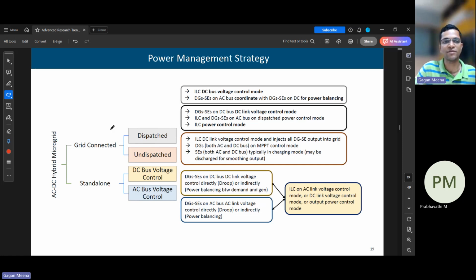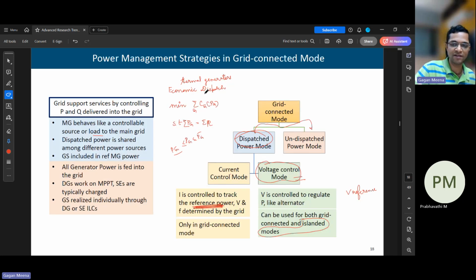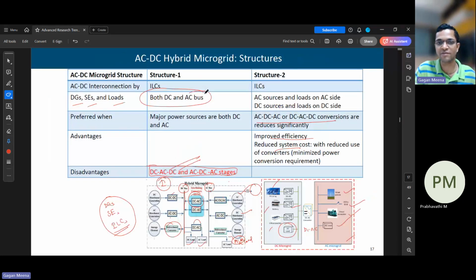In each of the modes of the AC/DC hybrid microgrid, in the grid connected mode, we have already seen there are two modes. One is undispatched and one is dispatched mode. In dispatched mode also there can be two options. First is that the interlinking converter operates in the DC bus voltage control mode. That means it will control the voltage of the DC bus, because here in the AC/DC hybrid microgrid we have two buses, AC bus and DC bus. For the AC bus we need to control voltage and frequency. For the DC bus we need to control the voltage.